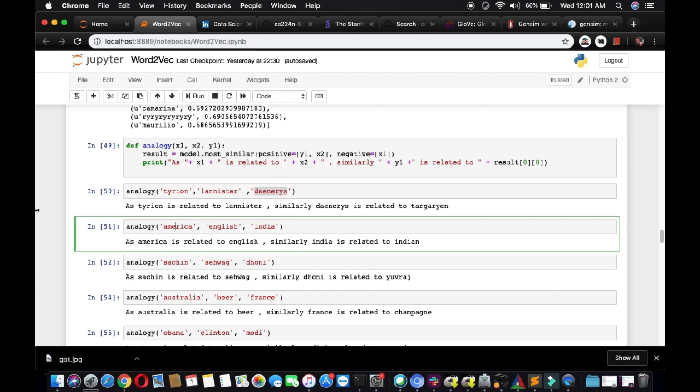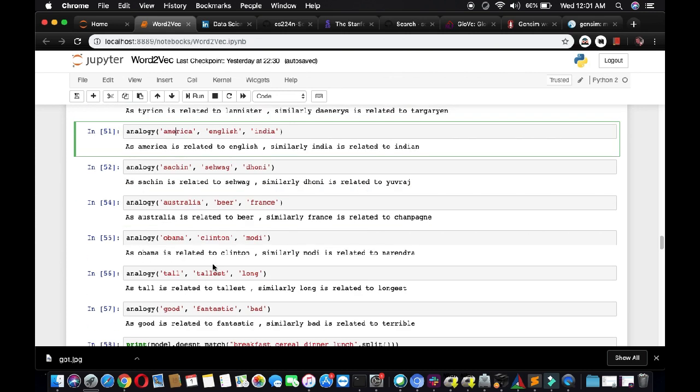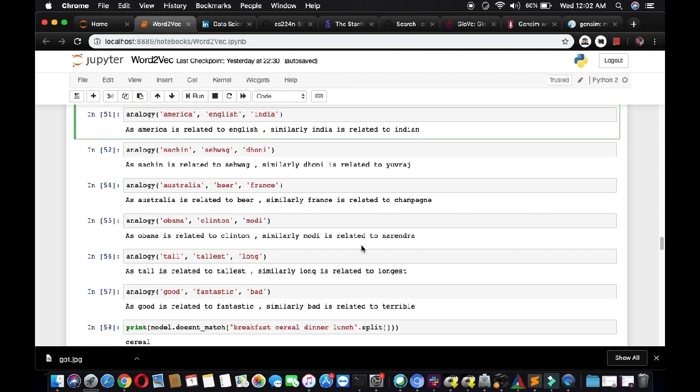So it might be like Sachin and Sehwag used to bat, had many partnerships. Similarly, Dhoni and Yuvraj had many famous partnerships. Okay, so as Austria is related to beer, similarly France is related to champagne. Makes sense, right? So as Obama is related to Clinton, Modi is related to Narendra. Does not make sense much, but okay, yeah, fine. It's not very obvious, but yeah, it's fine.